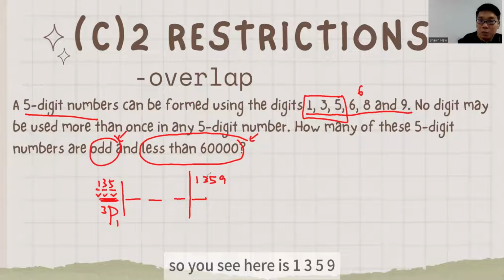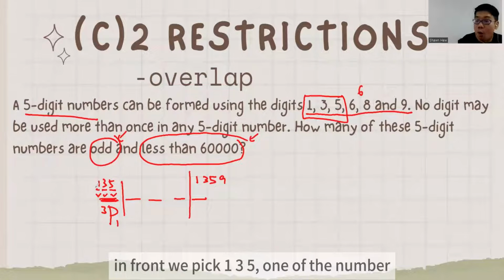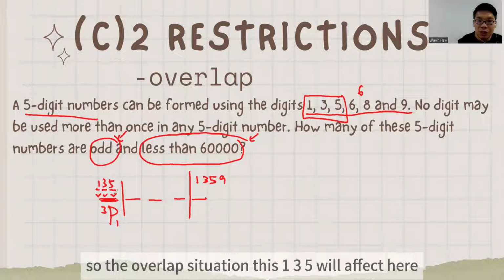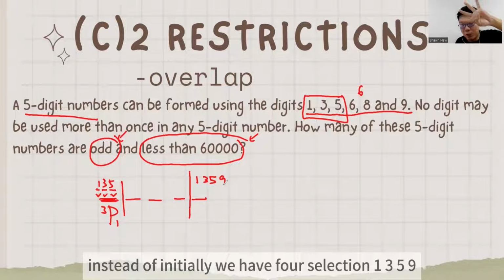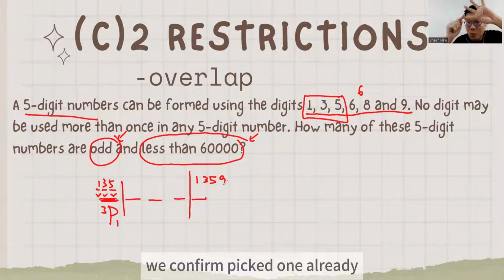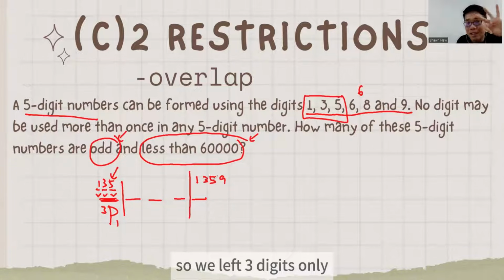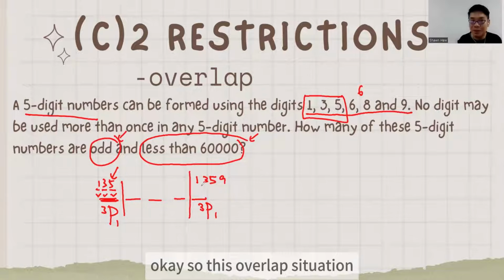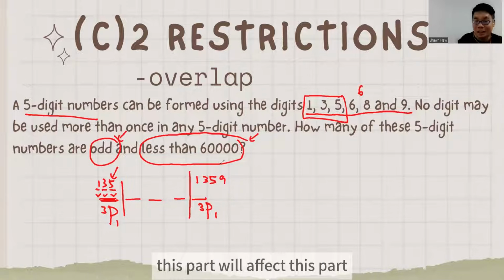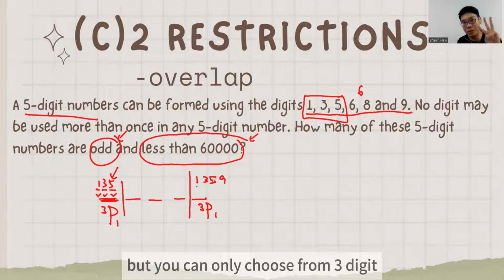Then we count here. So you see here is 1359. But in front, we will confirm pick 1 of the 135. So the overlap situation, this 135 will affect here, which means here, instead of initially we have 4 selections, 1359, we confirm pick one of it to fit in the first position already. So we left 3 digits only can pick from to fit in this position. Okay, so this overlap situation, this part will affect this part. So this part will no longer be 4 digits, but you can only choose from 3 digits.